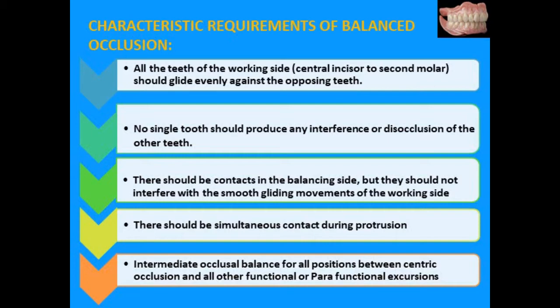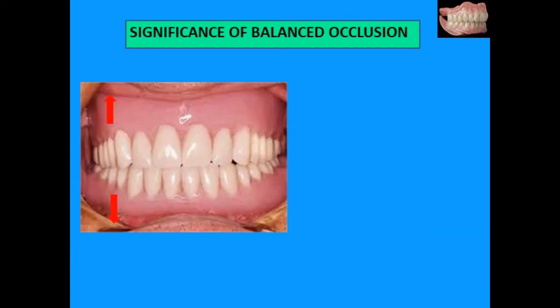Now let us see the significance or importance of balanced occlusion. The first one, improved stability of the denture. So from the definition we know that there should be simultaneous contact on the anterior, posterior, right side and left side in order to prevent the tipping or rotating of the denture base in centric as well as eccentric position.